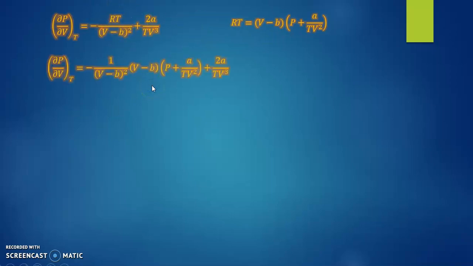If we get the derivative, we'll obtain this expression, and likewise the other term. We can replace RT with the help of the original equation. If we take the original equation and solve for RT, we'll get these other terms, and we'll be able to replace it in our derivative. If we do that, we'll get this expression.